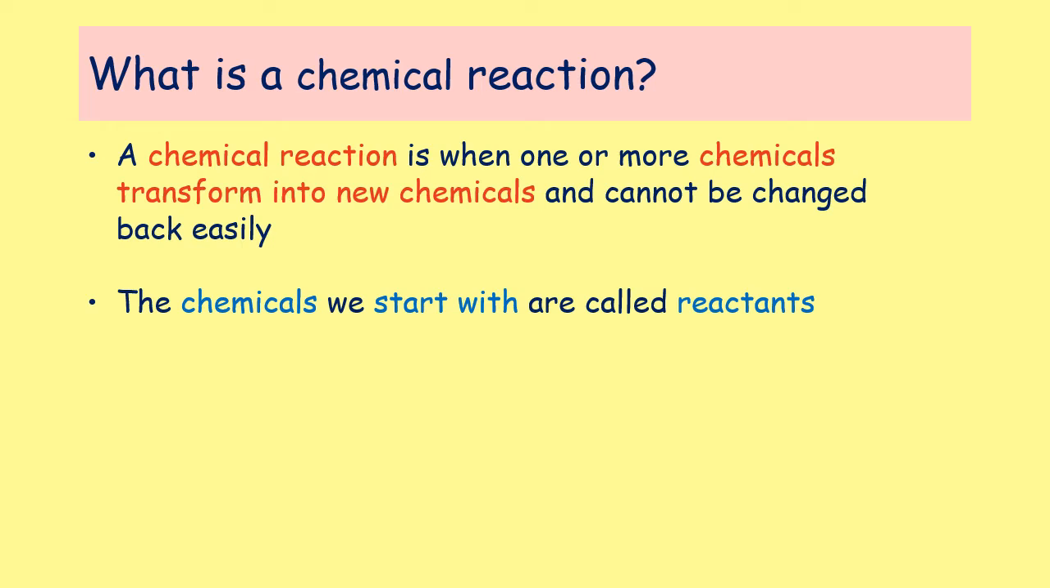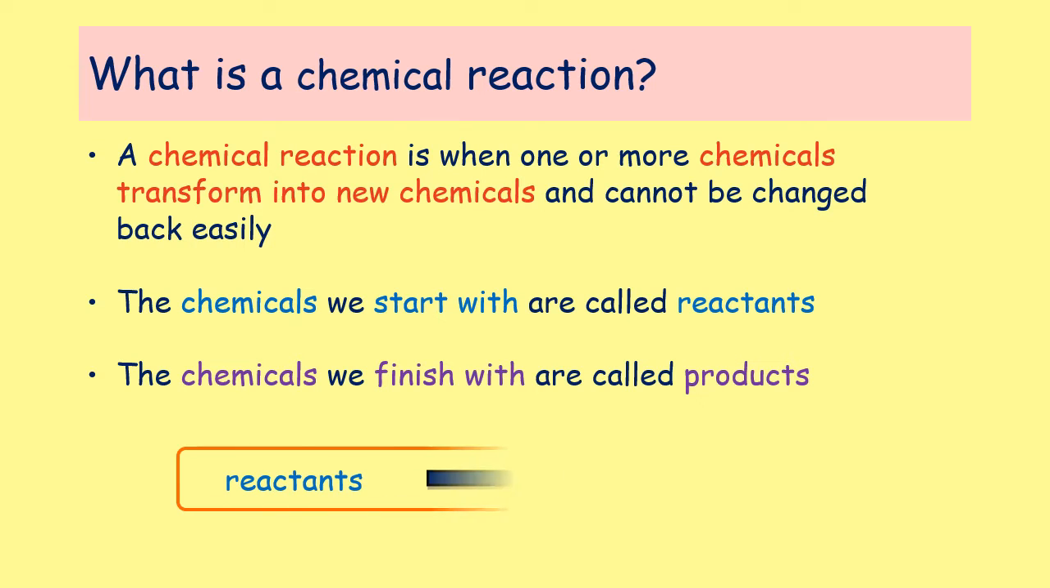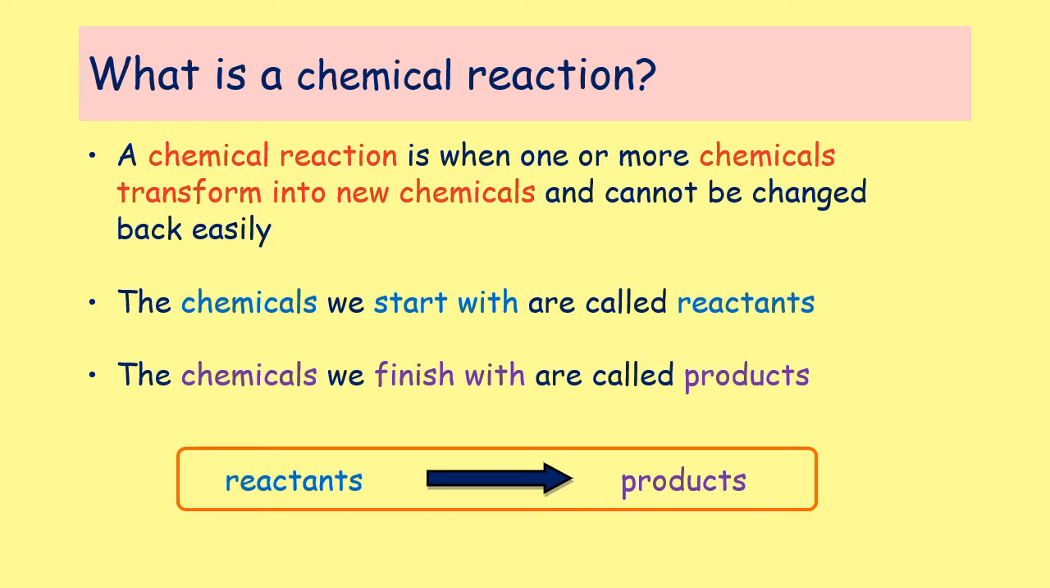The chemicals that we start with, we call our reactants. They are what are doing the reaction. The chemicals we end up with or finish with are called the products, because they are what are produced during the reaction. And anytime we are writing a chemical reaction, we put the reactants on the left-hand side before an arrow and the products on the right-hand side after the arrow.